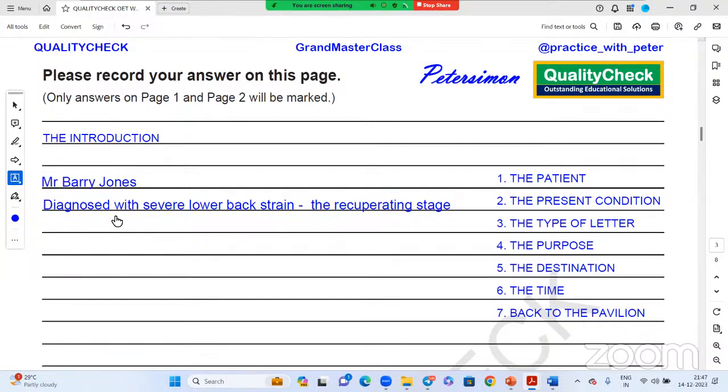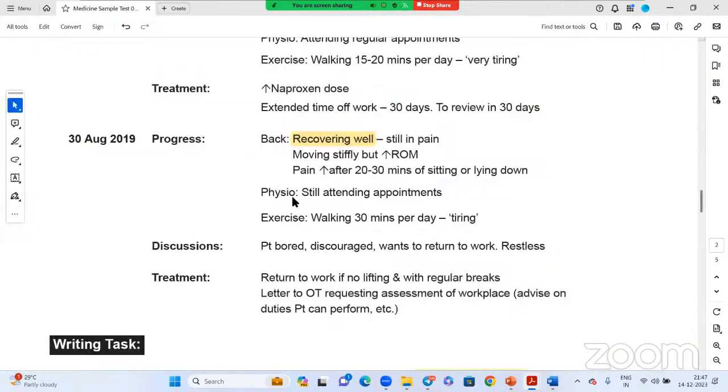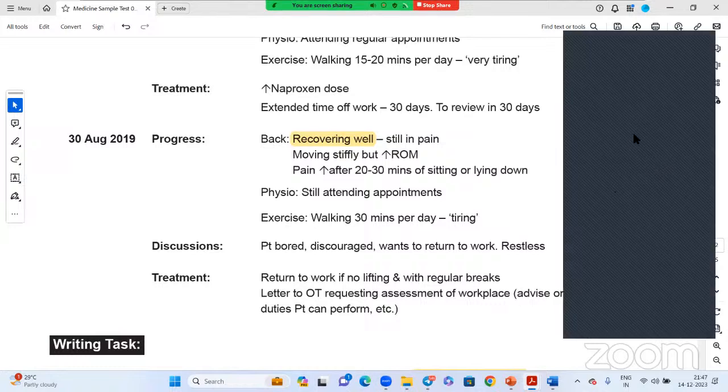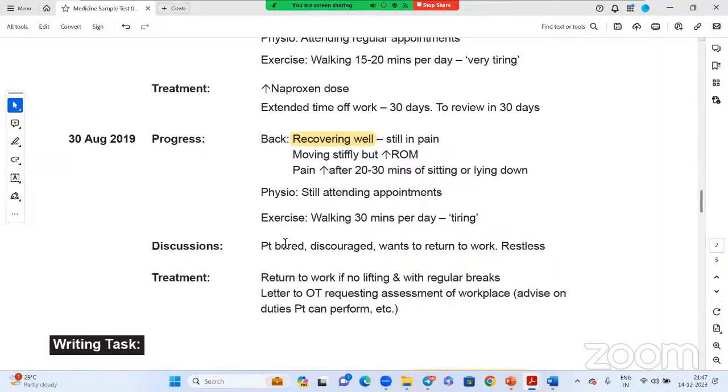Right. The type of the letter. Now, what is the type of the letter here? No hurry. If anybody is in a hurry, just better go and sleep, because I want everyone to understand everything. There should not be even a bit of doubt after writing this letter. I'm not going to teach you 100 letters. I'll teach you each one type of letter, then you can write. So this is the recovering well stage.